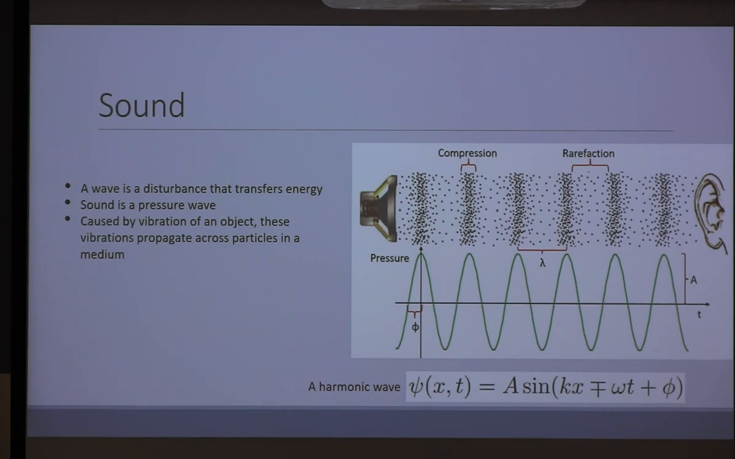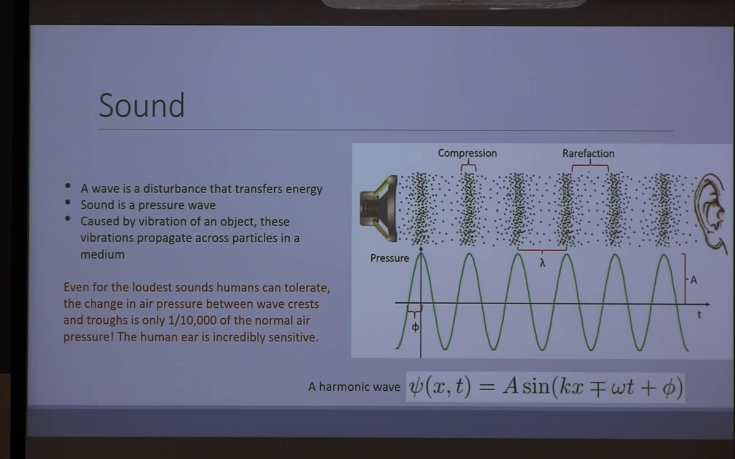And so the most basic waveform is a harmonic wave, which means it's periodic, and so it's a sinusoid. A basic sound wave can be thought of as a sinusoid where the amplitude is the magnitude of pressure at a certain point. Back to the auditory system, even for the loudest sounds humans can tolerate, the change in air pressure between wave crests and troughs is only 1/10,000 of the normal air pressure. And so this tells you that the human ear is incredibly sensitive to pressure changes in the environment.